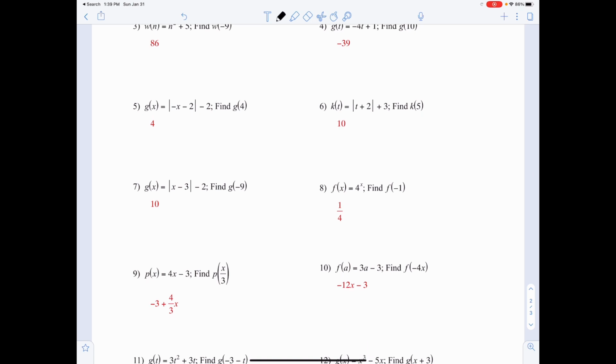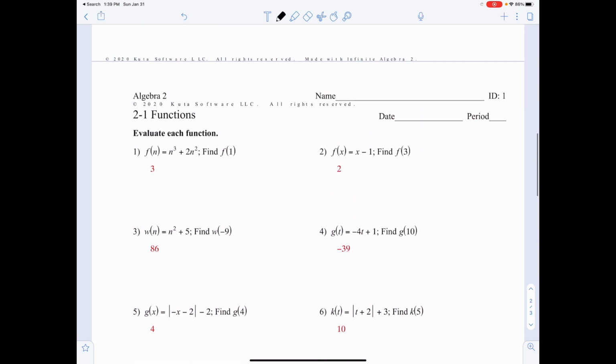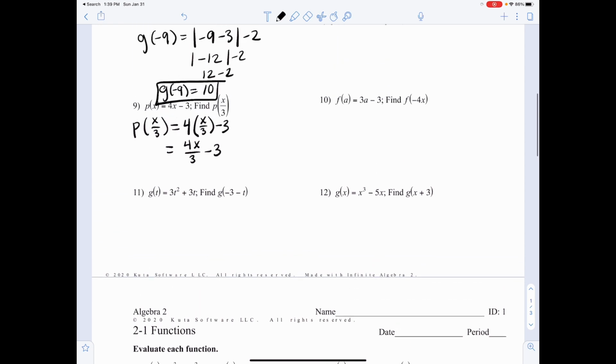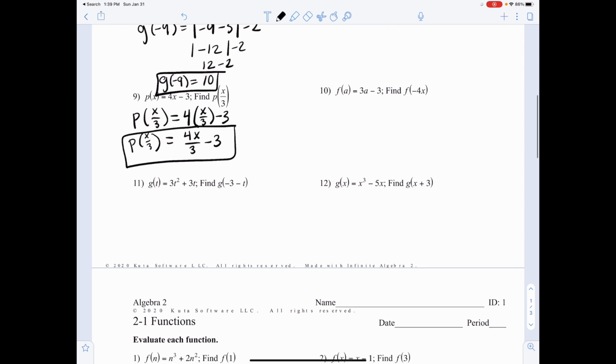Oh, they put the -3 first. That's interesting. I wouldn't do that, so I'm just going to leave it how it is. P at x over 3 equals this answer. It's as simplified as it gets.